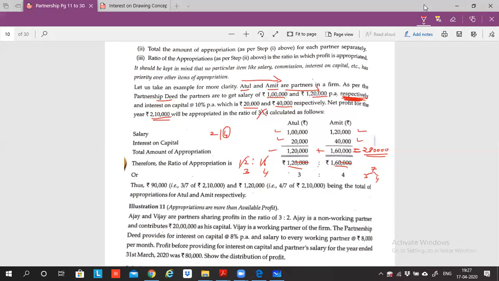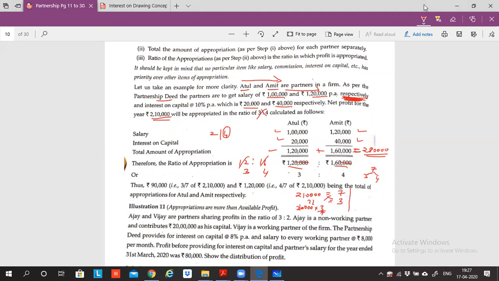Yes, sir. Okay, great. Now what happens? I'm ordering 7 slices of pizzas. 3 will be taken by Atul and 4 will be taken by Amit. Now you have to understand this. So 2,10,000 is equal to 7. If 2,10,000 is equal to 7, then how much will 3 be equal to? Then cross multiply. What will be the formula? 2,10,000 into 3 by 7.